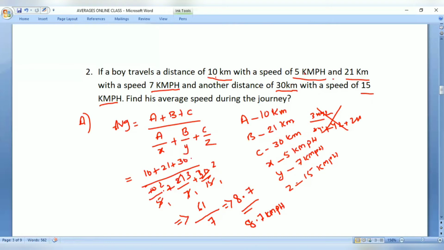Okay. So in this case, as the distances are separate and he traveled with 3 different speeds for 3 different distances, we applied the formula for average as A plus B plus C divided by A by X plus B by Y plus C by Z. Okay, guys. Now let us move to another problem.